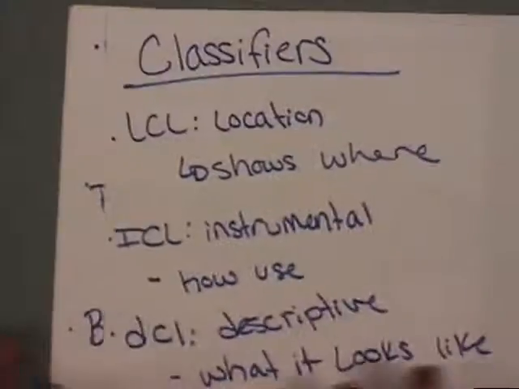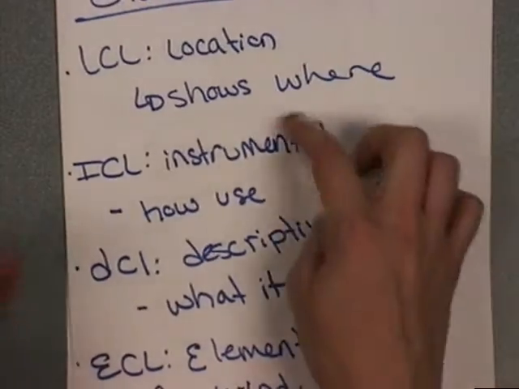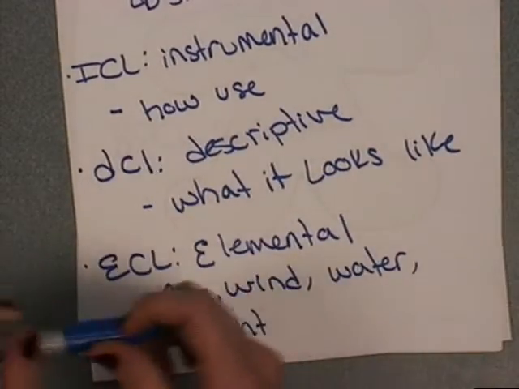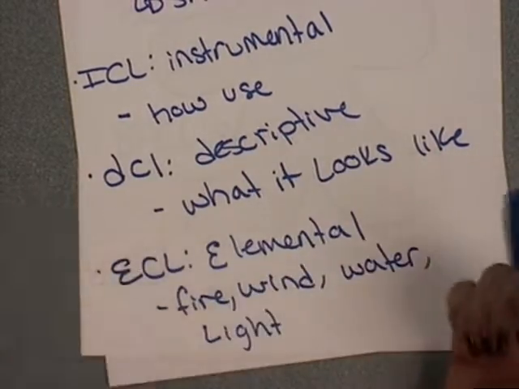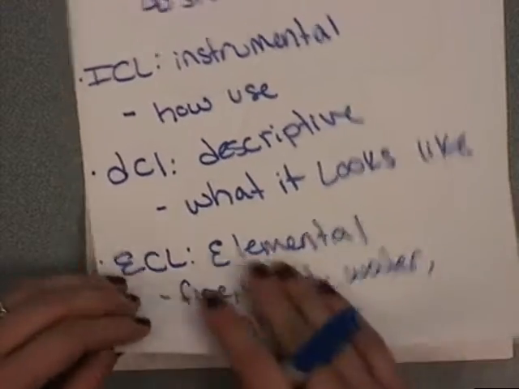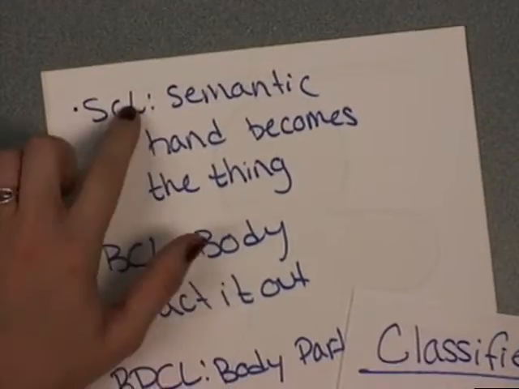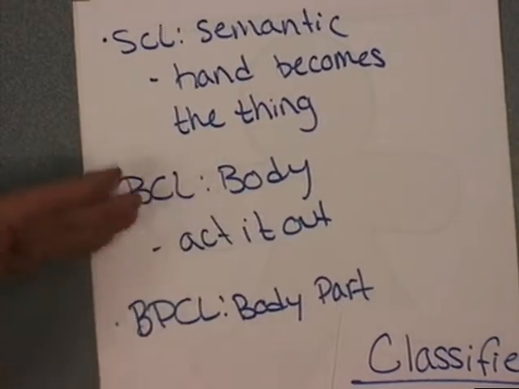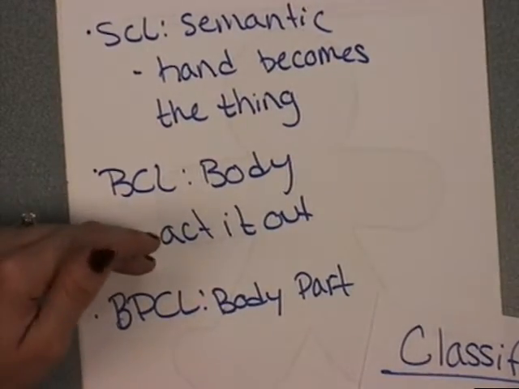Okay. So we've got LCL, location, shows where. ICL, instrumental, how to use it. DCL, descriptive, what it looks like. ECL, elemental, so you're showing how these move and act and influence other things. SCL, semantic, your hand becomes the thing. BCL, your body, you act it out, so your body actually becomes that thing.